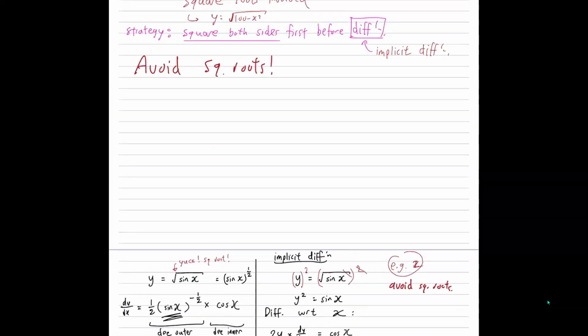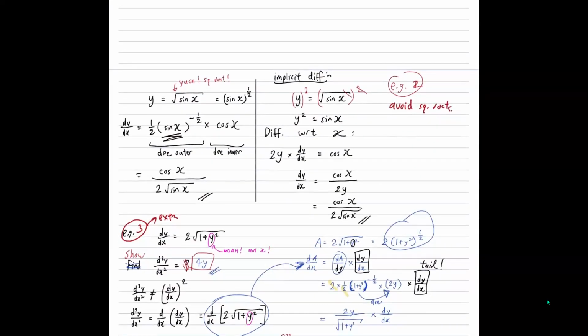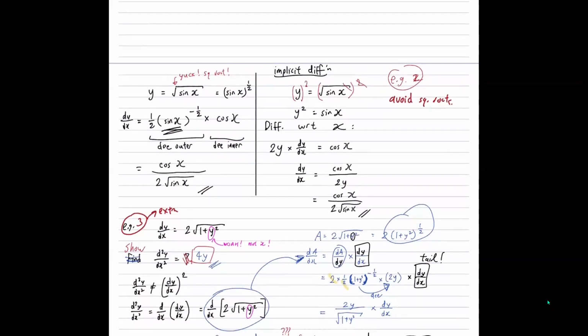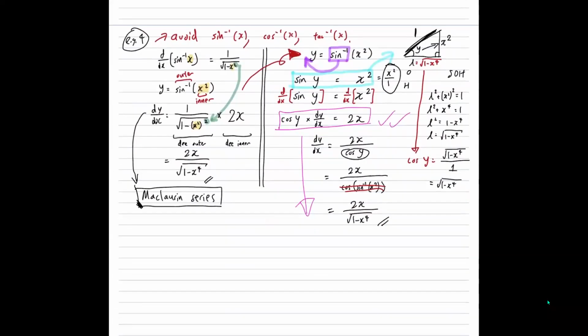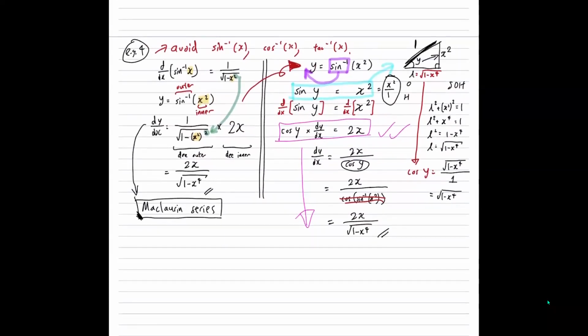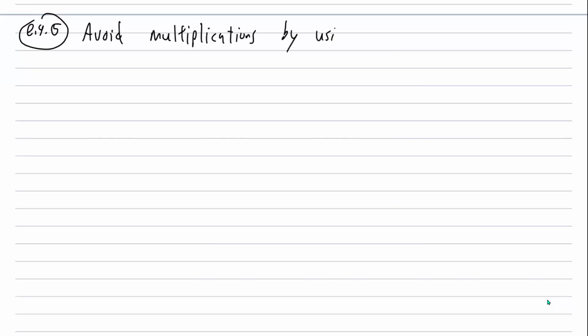Okay, so example 2 was to avoid square roots. 3 is just an extra example. Avoid square root by taking square on both sides. Avoid sine inverse by bringing over to the other side. Now we're gonna avoid more things. Example 5. Avoid multiplications by using logs, or more specifically, ln. Let me show you.